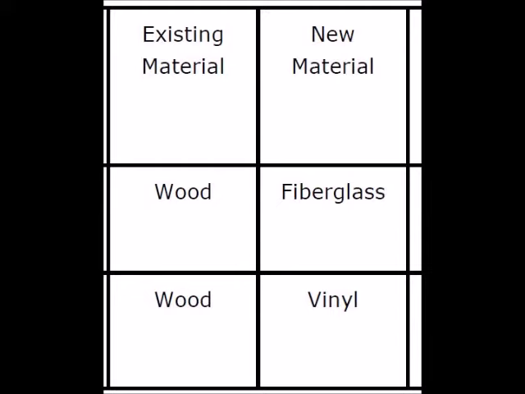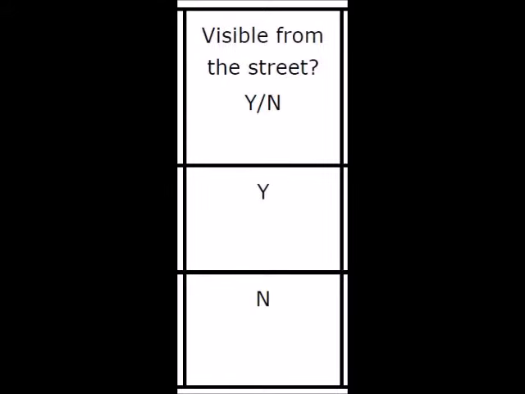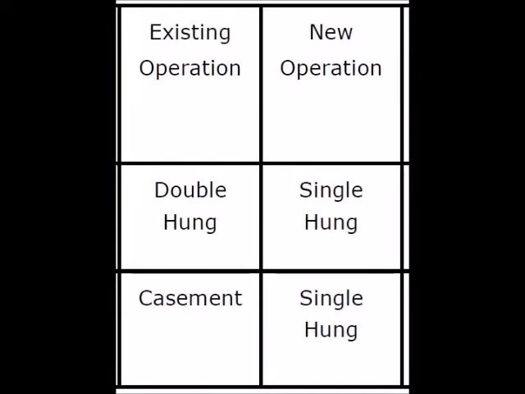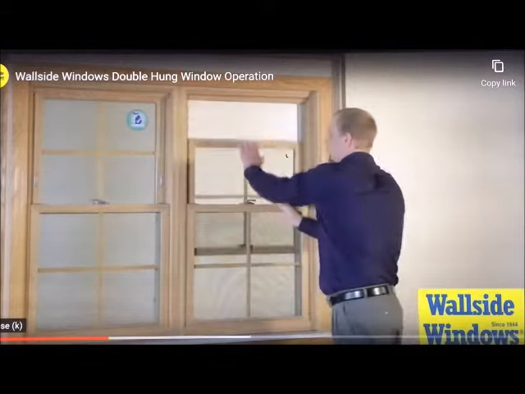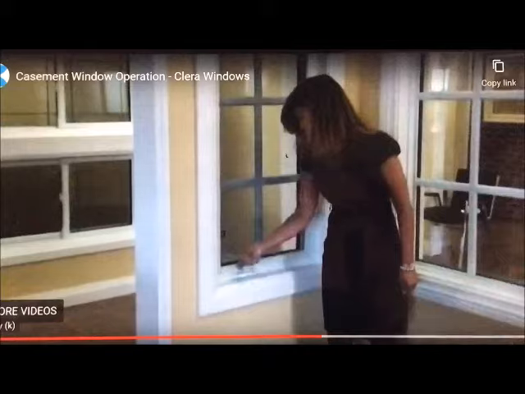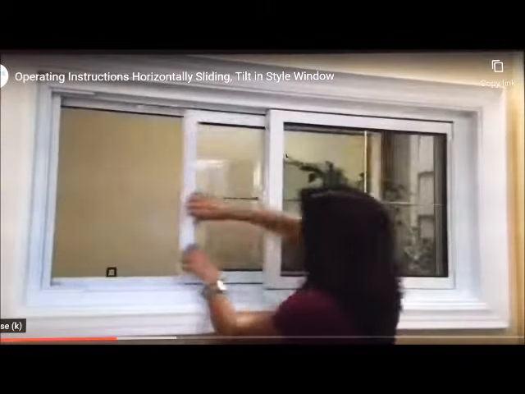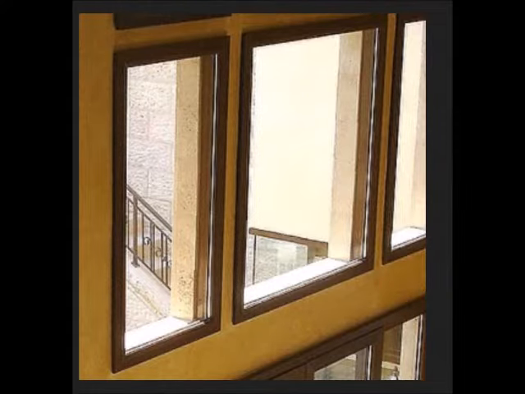The next column indicates the existing and proposed window material. Is it vinyl, wood, fiberglass? The next column indicates whether the window is visible from the street, which will be verified against the site plan and photos. If there is landscaping in front of the window, the city will still consider it visible from the street since landscaping is not permanent. The next column asks for the existing and proposed window operations. Are they double hung? Single hung? Casement? Slider? Fixed or picture window?